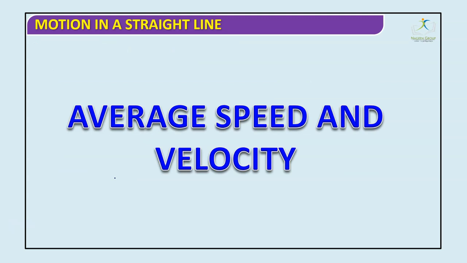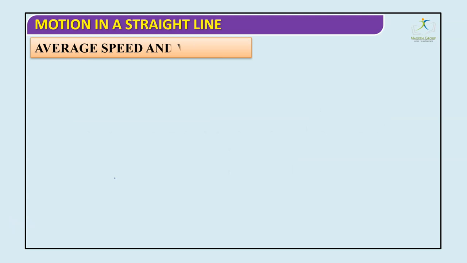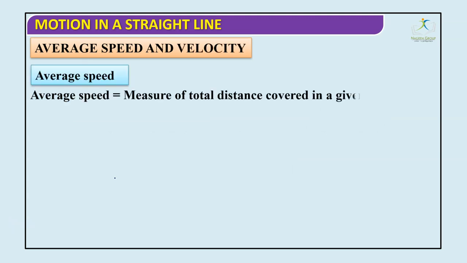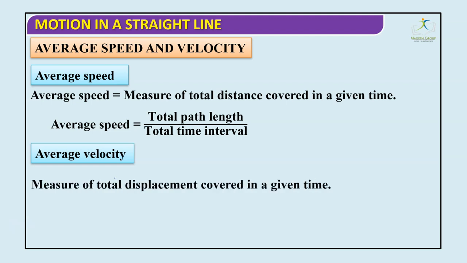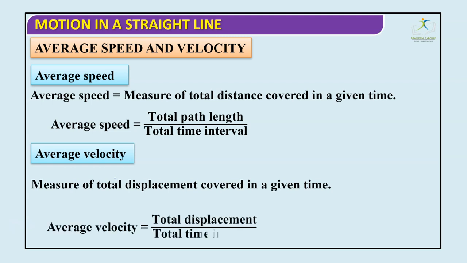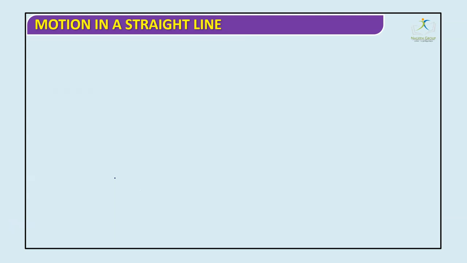Next topic is average speed and velocity. Average speed is the measure of the total distance covered in any given time: average speed is equal to total path length divided by total time interval. In the case of average velocity, it measures the total displacement covered in a given time: average velocity is equal to total displacement divided by total time interval.